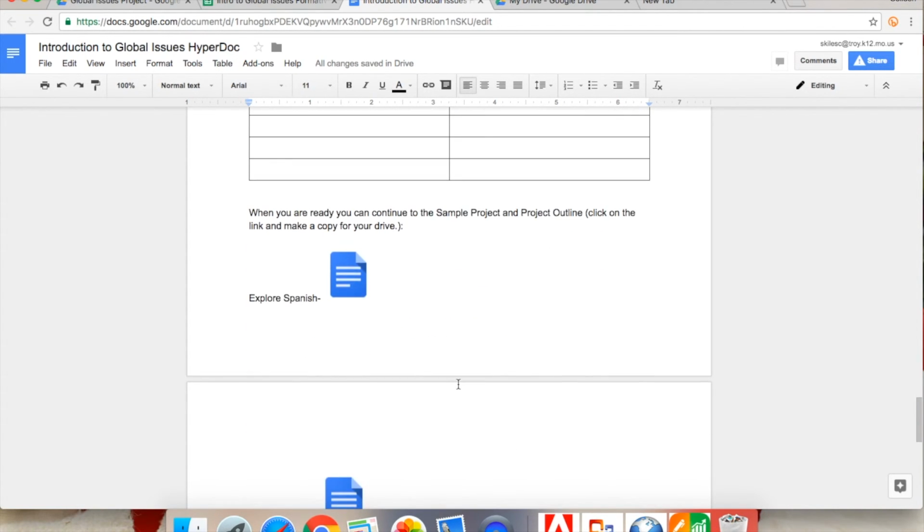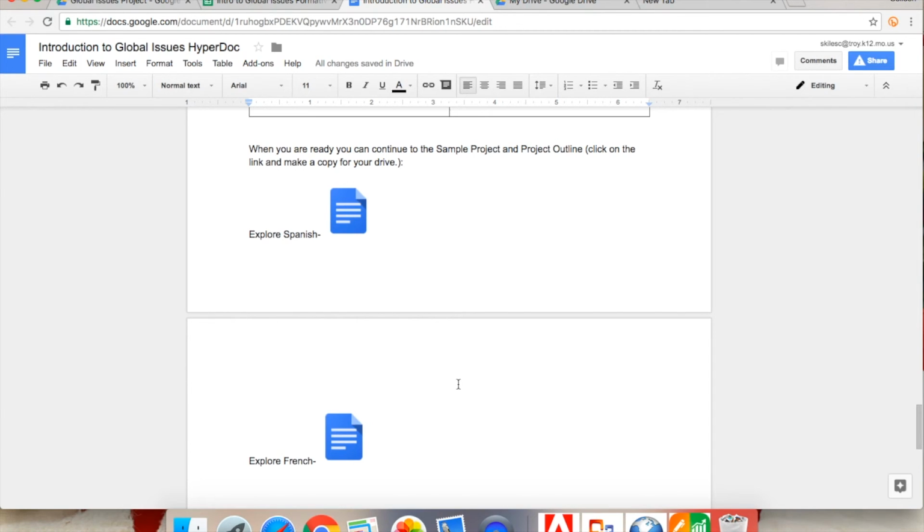And finally, it has a link for them to start working on their innovative final project to find that global issue and to solve it with their global citizenship project.